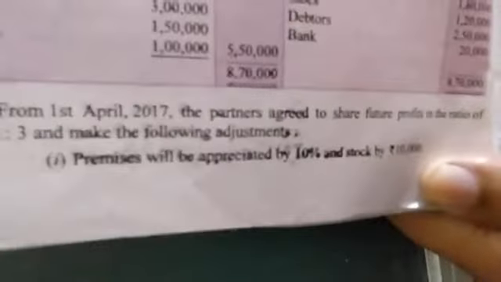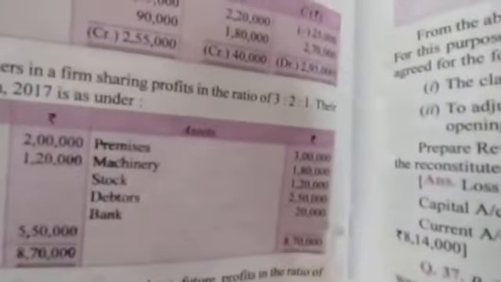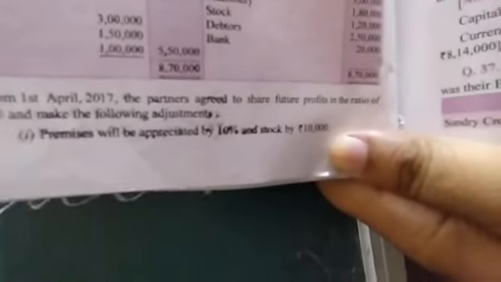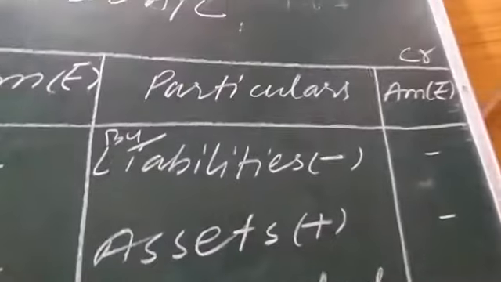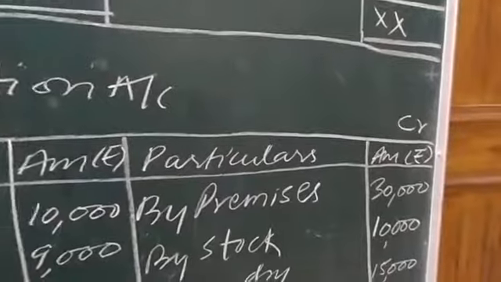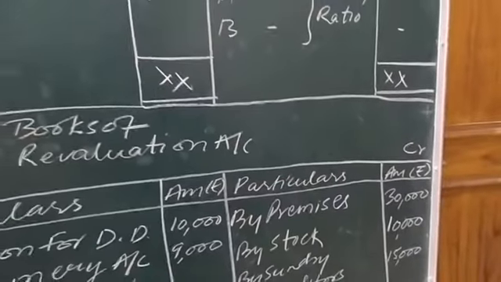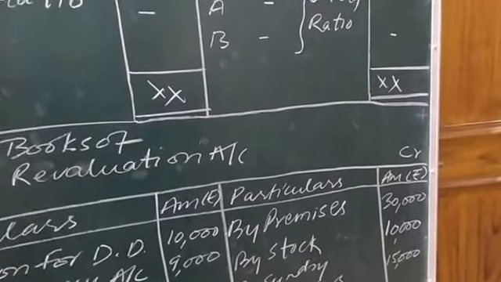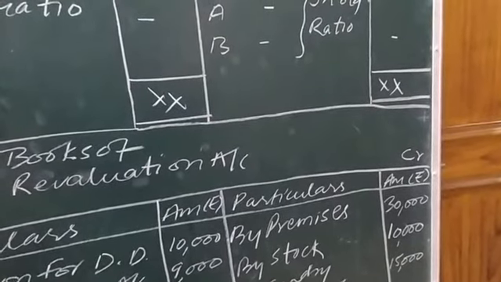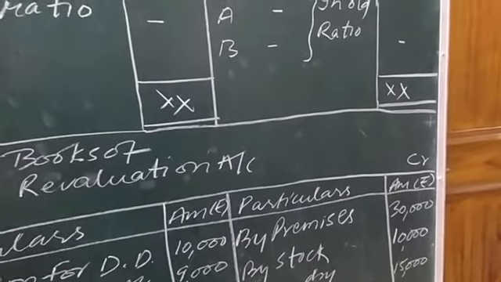Okay, premises are our assets, see they are shown on the asset side. So the increase in asset, as per the explanation of the revaluation account format, will be shown on this side. Asset increases are shown on the credit side, and hence premises will be shown on the credit side of the revaluation account. This revaluation account I have prepared for you. By premises, 30,000 will be shown on the credit side of the revaluation account as the asset is increasing.